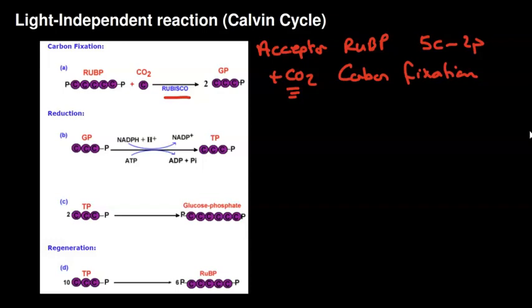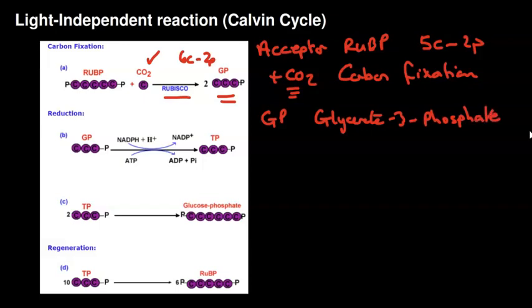So the addition of the carbon dioxide here would give us a total of 6 carbons and 2 phosphates, but this immediately lyses into what we call GP, or glycerate 3-phosphate, but you can happily abbreviate that to GP, but try to remember that it's a 3-carbon sugar.